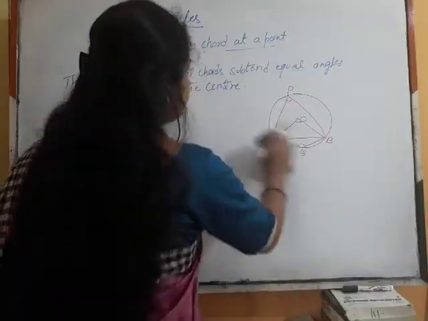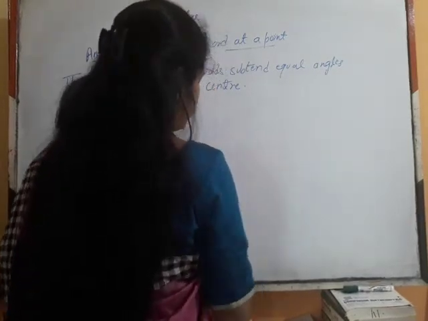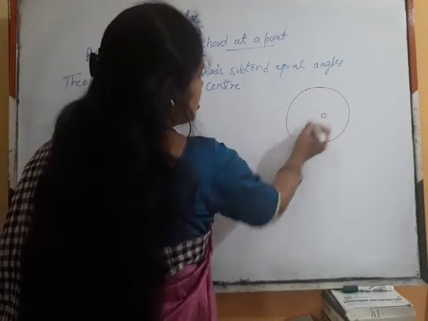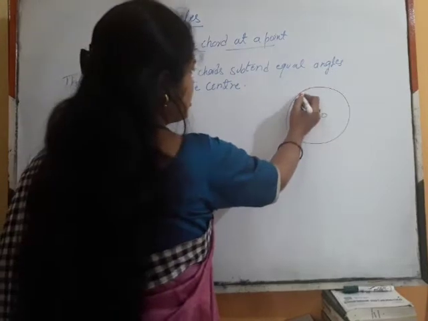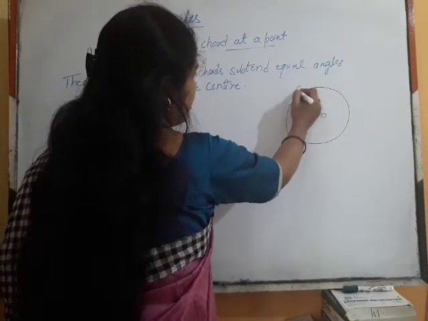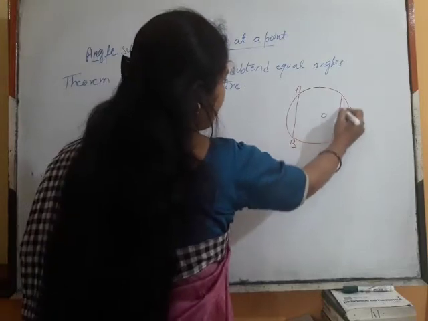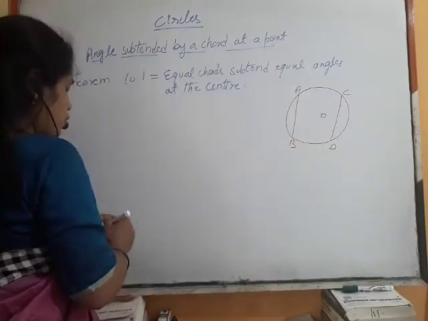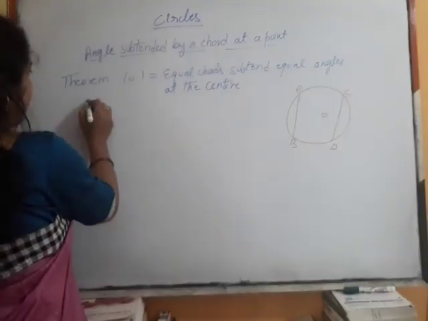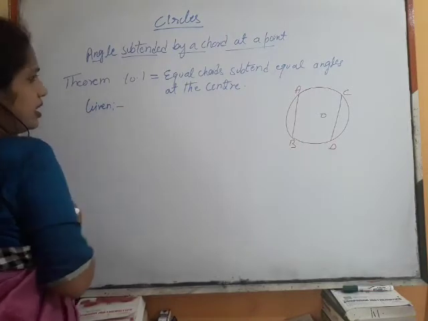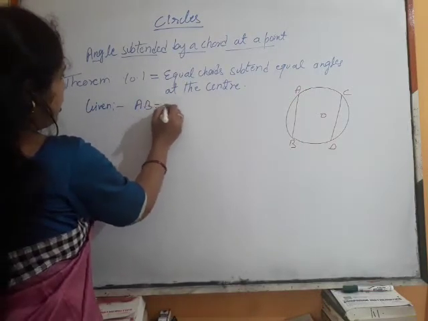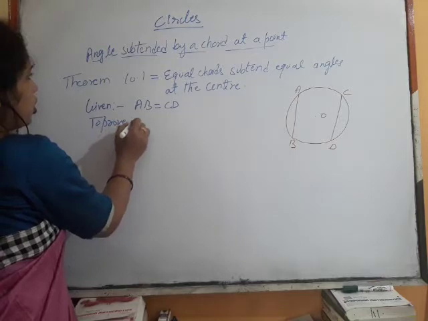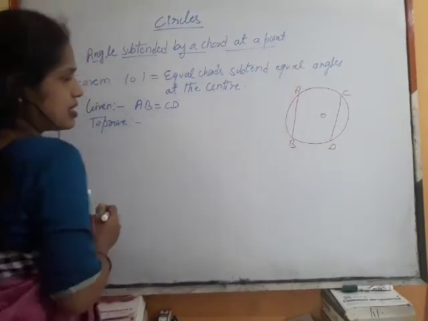Let us see how. This is a circle with center O. We have to take two equal chords. Let us take, this is AB, one chord, another chord CD. Both the chords are equal. So we have to write here, given in the theorem, chord AB is equal to chord CD. To prove: they will subtend equal angles at the center.